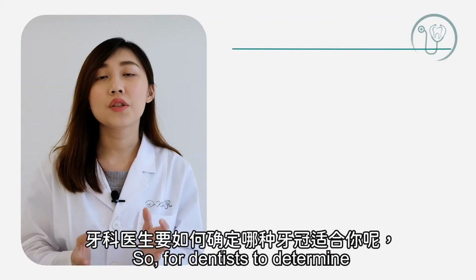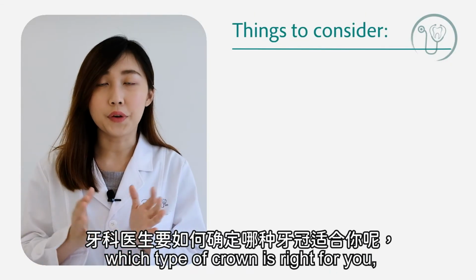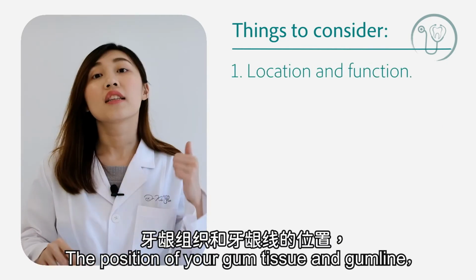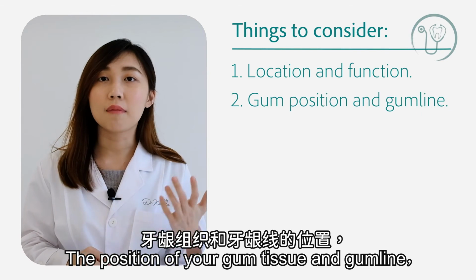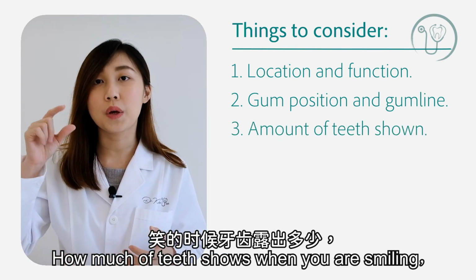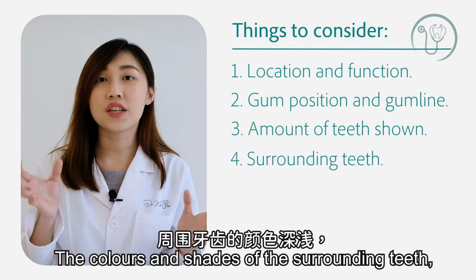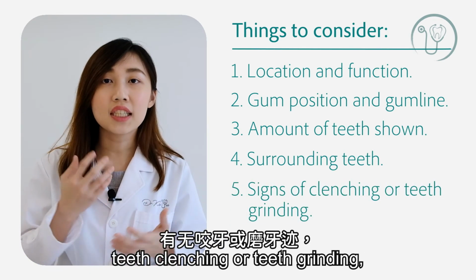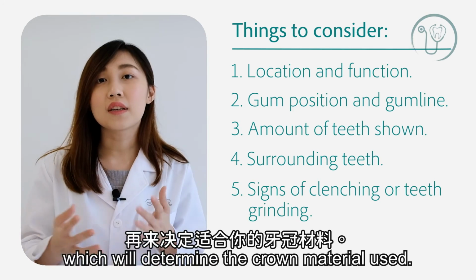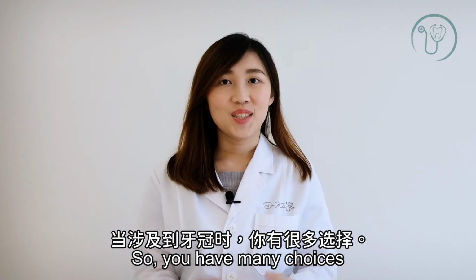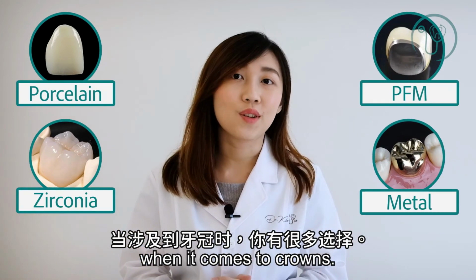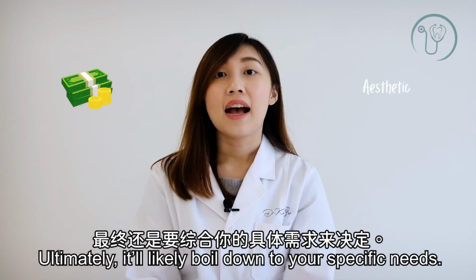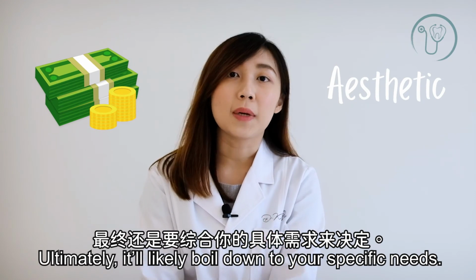For dentists to determine which type of crown is right for you, we will have to consider the location and the functions of your teeth, the position of your gum tissue and gum line, how much of the teeth shows when you are smiling, the colors and shades of the surrounding teeth, and also if you are having any signs of teeth clenching or teeth grinding, which will determine the crown material used. So you have many choices when it comes to crowns, but there is no such thing as one crown fits all. Ultimately, it will likely boil down to your specific needs.